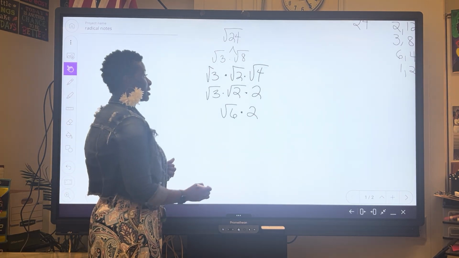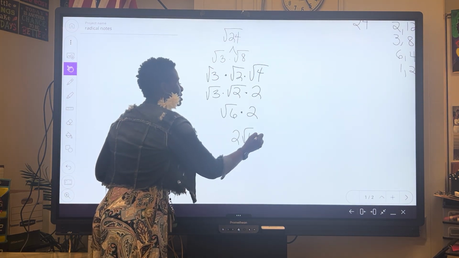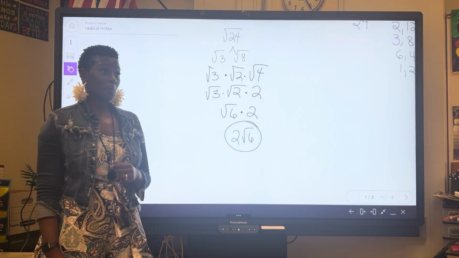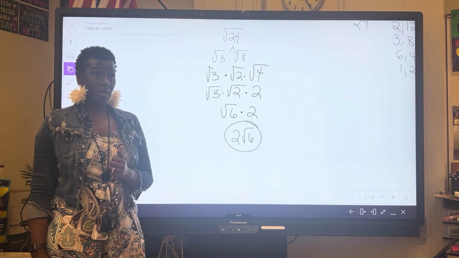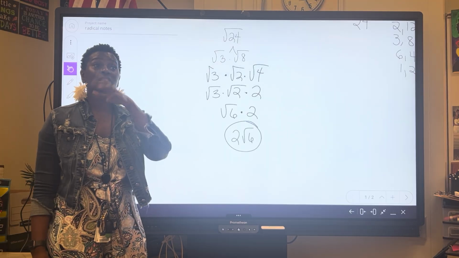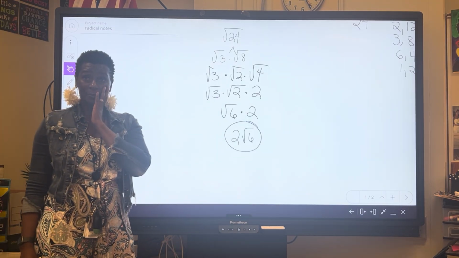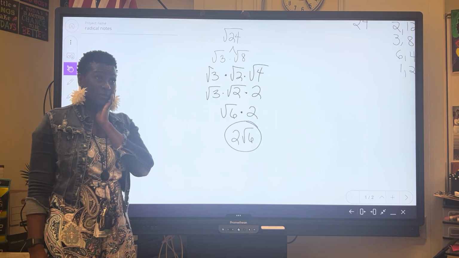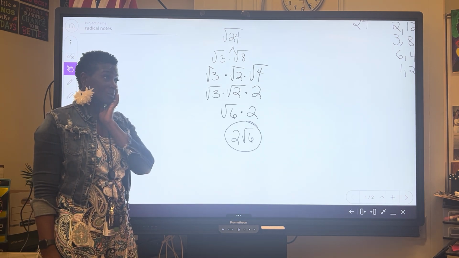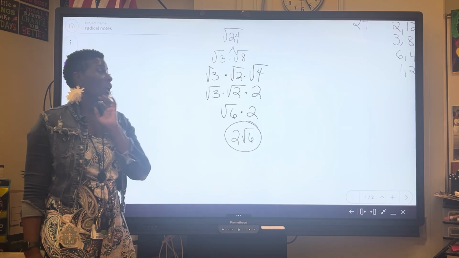So how do I rewrite this? 2 radical 6. And so we get the same answer. Same answer we got the first time. But we didn't use the 6 and 4 like we did the first time. This time we used 3 and 8. Are you all with me? Any questions here?